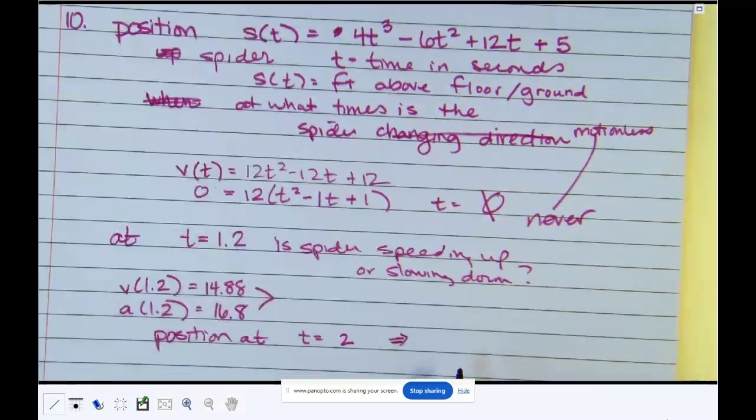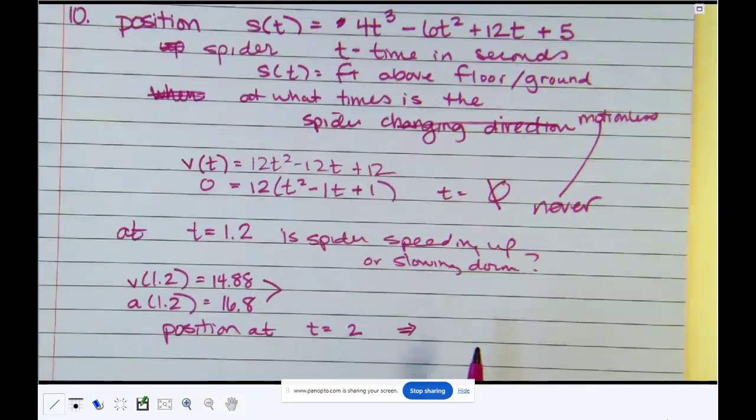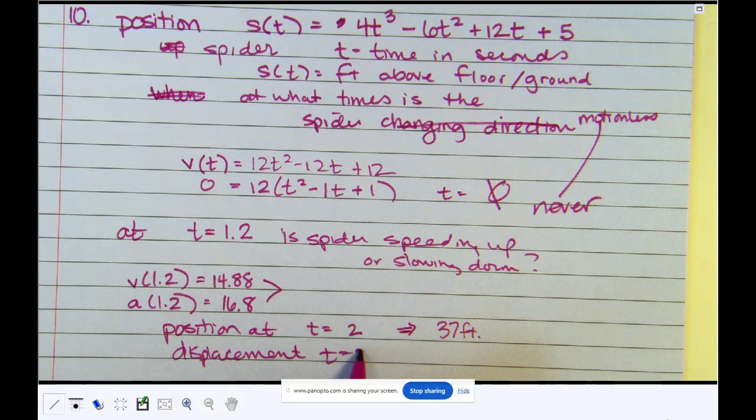What is the position at 2 seconds? 37 feet above the floor. Okay, now what is the displacement at two? So I have to label it. If it asks for the position at 2, I have to say feet? Do I have to say above the floor? No, you say feet.